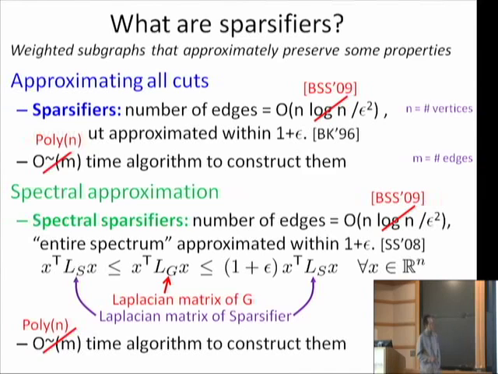And then in another piece of work by Batson, Spielman, and Srivastava, they actually showed that the log n factor here is not necessary. In fact, there exist sparsifiers with only order n over epsilon squared edges that approximate every cut, and in fact approximate spectrally as well. And they gave polynomial time algorithms to construct these sparsifiers.